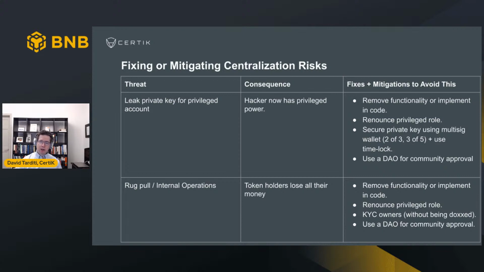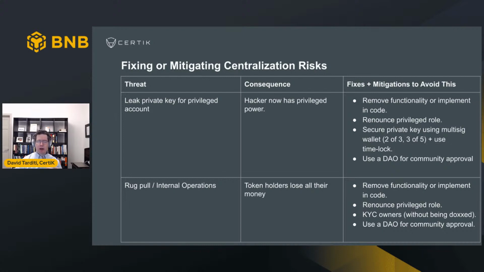If you're still building the contract, you could secure the private key using a multi-sig wallet. You could use 2 out of 3 or 3 out of 5 signatures to make sure that the operation is something that you want to do. It's harder for a hacker to get hold of multiple signatures. They might have to compromise multiple machines or compromise multiple people to do that. And you want to use a time lock with that, so there's some delay, there's some visibility for the community. A final approach is to use a DAO for community approval. A DAO is really putting the decentralization back in your project, back in your contract.